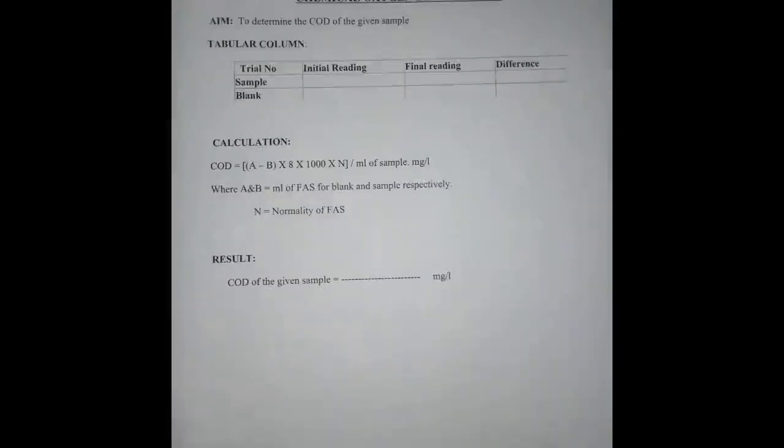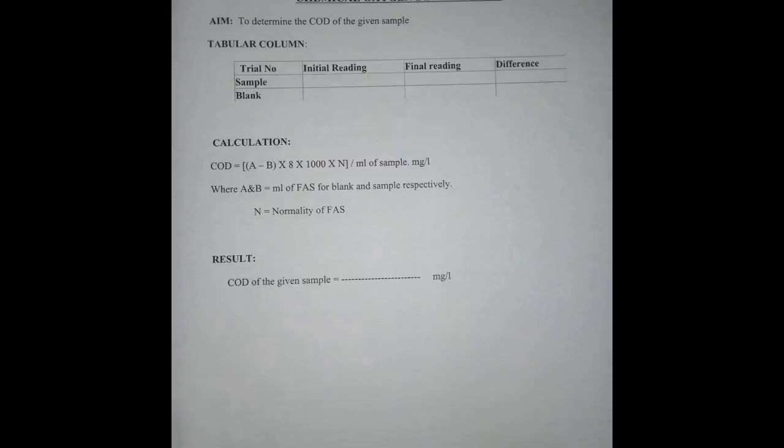Here COD is a very simple calculation. You only have to do the titrations, and here that is the sample reading, the initial reading and the final reading, and the blank initial reading and final reading. The COD is calculated as (A minus B) into 8 into 1000 into N. N is the normality of the FAS you have taken, divided by the ml of the sample. So whatever volume you have taken initially, you have to use that amount for the calculations.